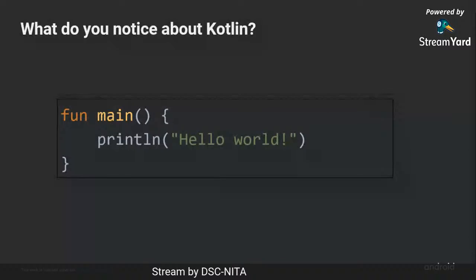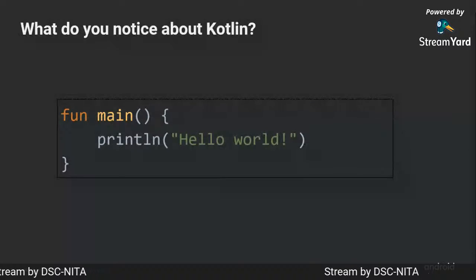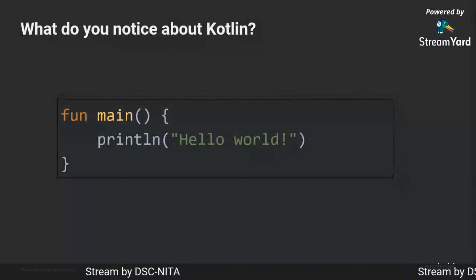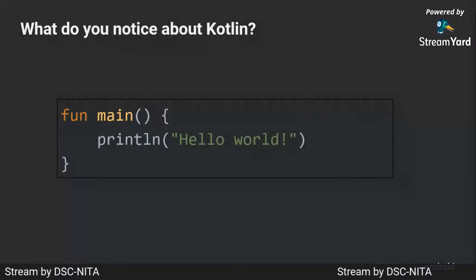Specifically, every Kotlin program requires a main function. A function is declared by using the fun keyword in Kotlin, followed by the name of the method, input parameters in parentheses, and then the function body in curly braces. So this is the basic syntax.